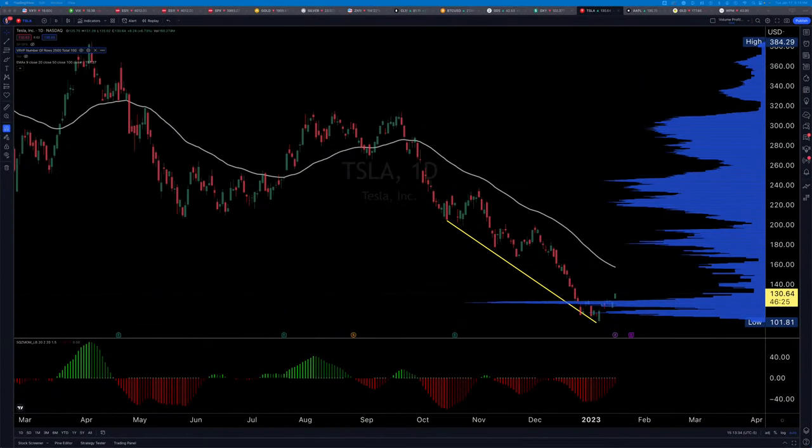Off the hook. Today it is up. How much is it up today? Let's see, I'll tell you in a second. Let's take a look at Tesla. So this is a daily chart of Tesla.